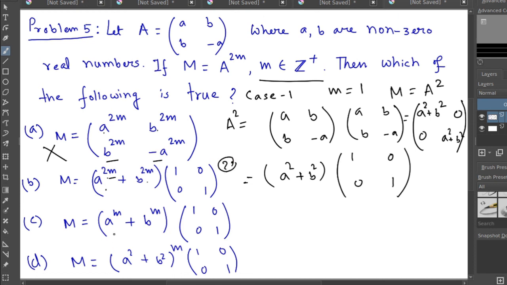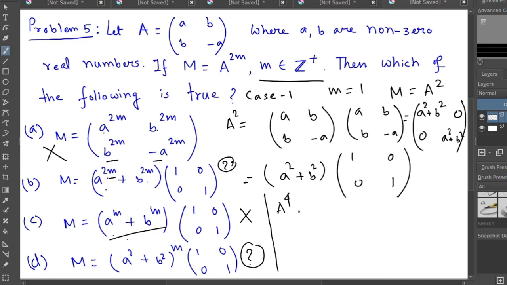The next option: a square a plus b. If we put m equals 1 here, it would give rise to a plus b into this. So this option is also not correct, and it is given that a and b are non-zero real numbers. And if we put m equals 1, the other option might be correct. So we are not sure whether it is b or d; between b and d, either option might be correct. To make sure of this, we need to calculate A to the power 4.